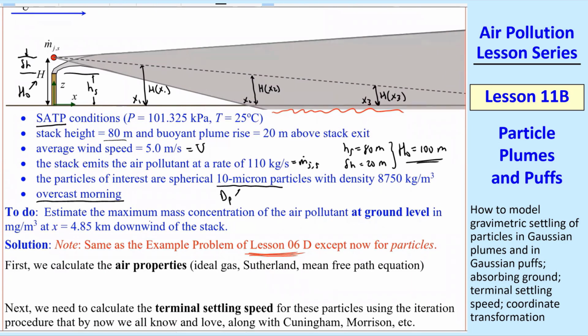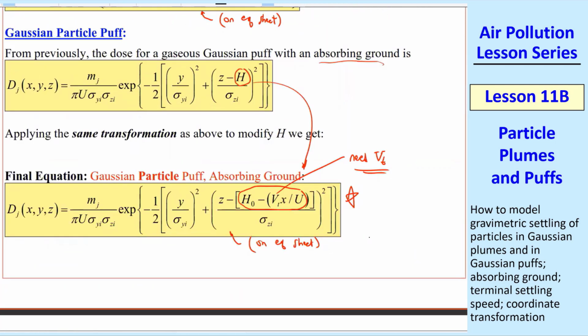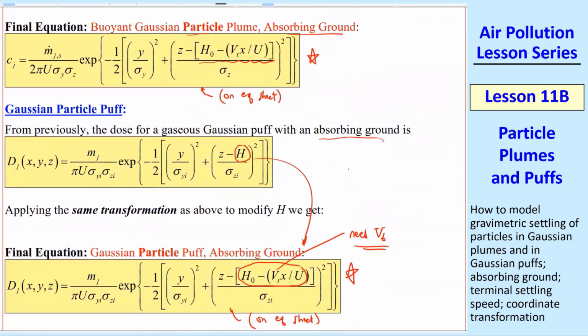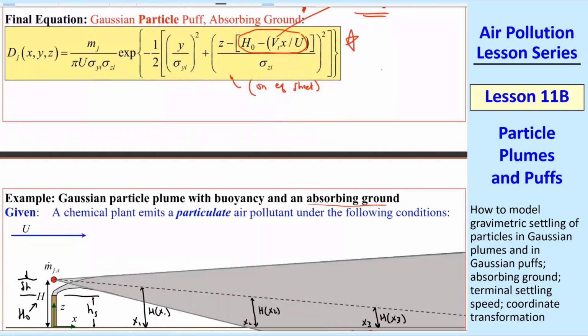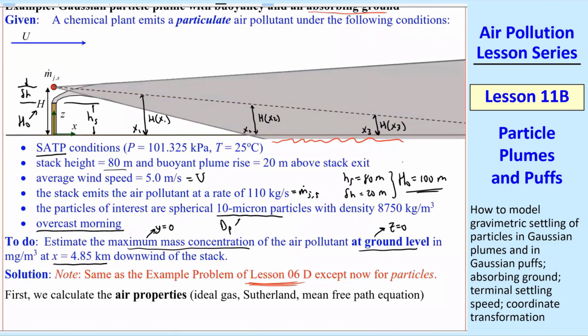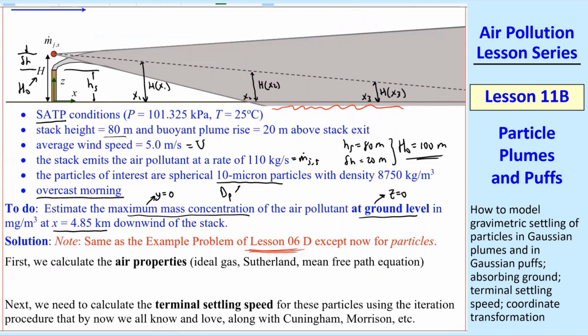And I want to estimate the maximum mass concentration of the air pollutant at ground level. So maximum, that means y equals 0. You're directly downwind. At ground level means z equals 0. And we give some x location, same one we gave in the previous lesson. I do want to mention that these equations, either for plumes or for puffs, are valid for any x, y, and z. I just happen to be looking in this example at the simple case where we're at the ground, so z is 0, and we're on the center line of the plume, so y is 0. By the way, if you look back at that lesson 6D, our answer was 74.7 milligram per meter cubed at this x location on the center line and at ground level. I'm going to compare that to what we have with the particles.